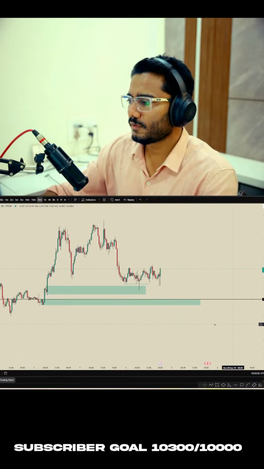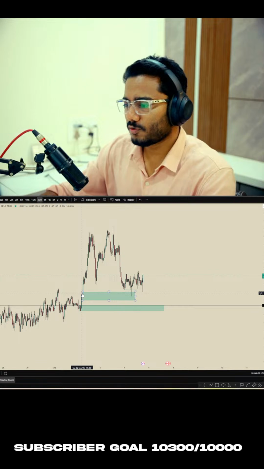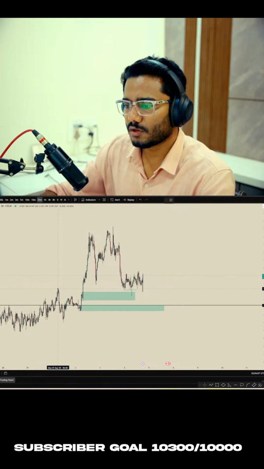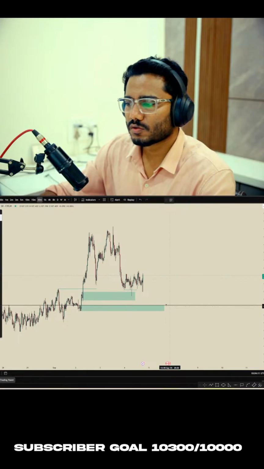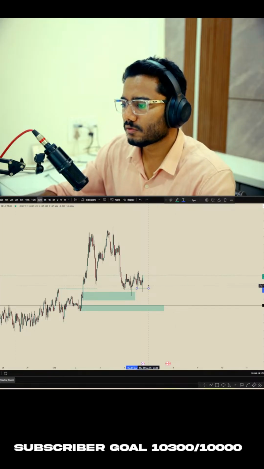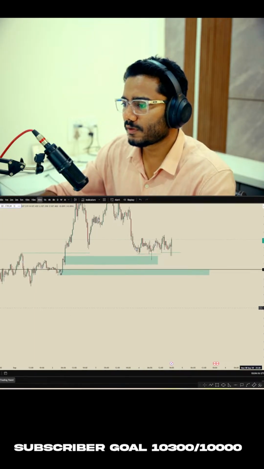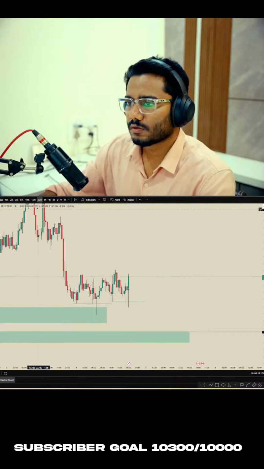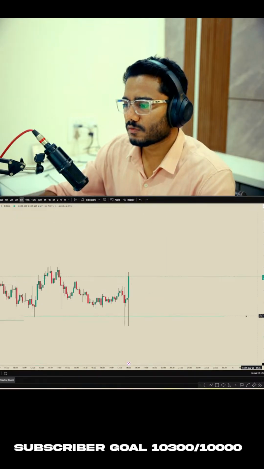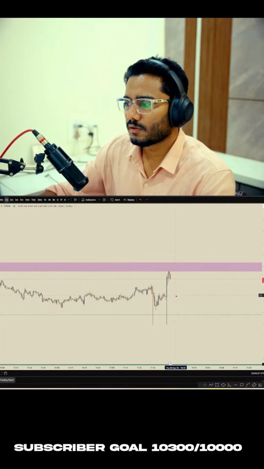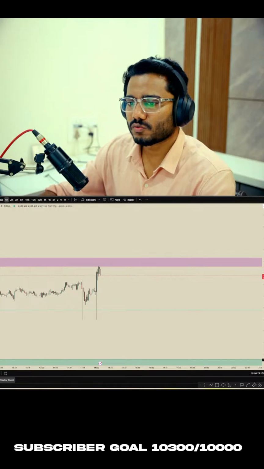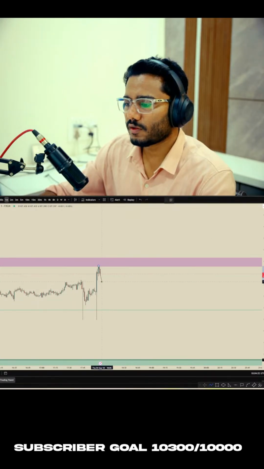On CADJPY, we can see the order block here, which broke the structure, price reacted, it took out the liquidity, and now it's going to the upside. So we can trade this breakout. Let's try to catch this move to the upside now. There is an order block to the left side from here. Let's wait for price to react from this order block and then it should break the structure to the upside.